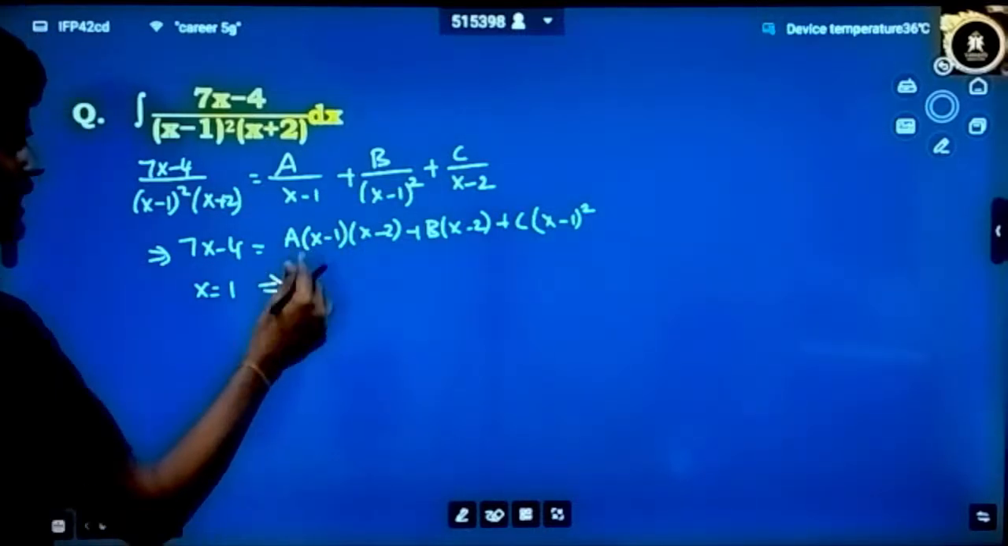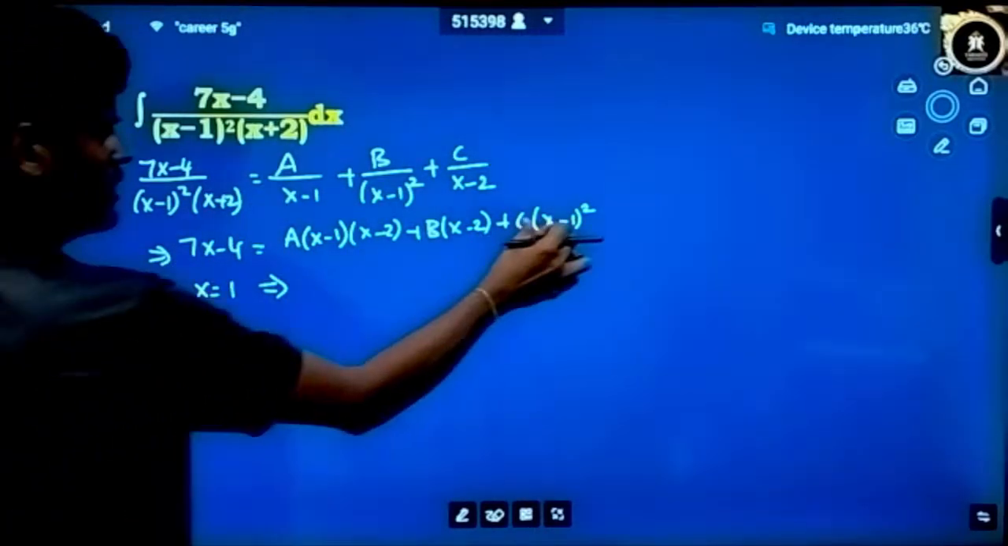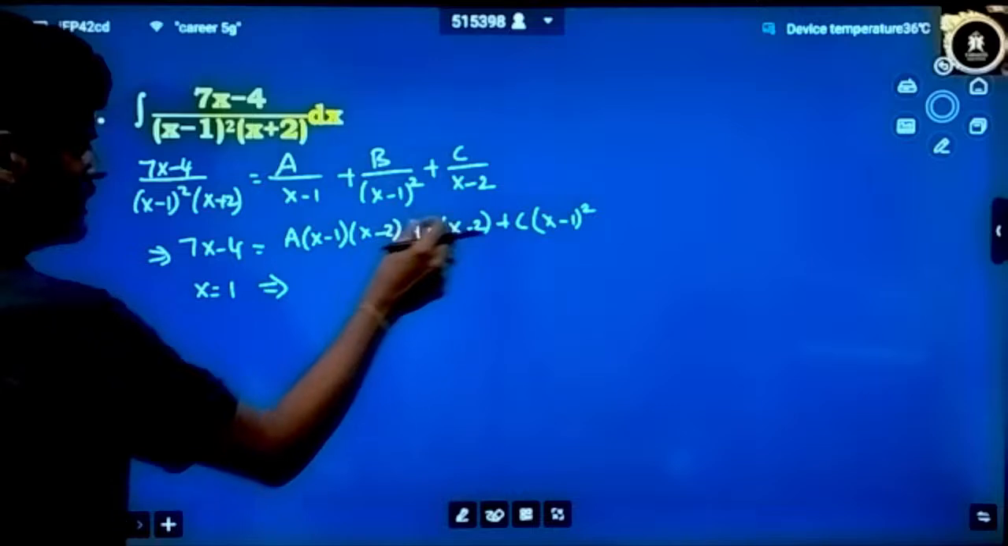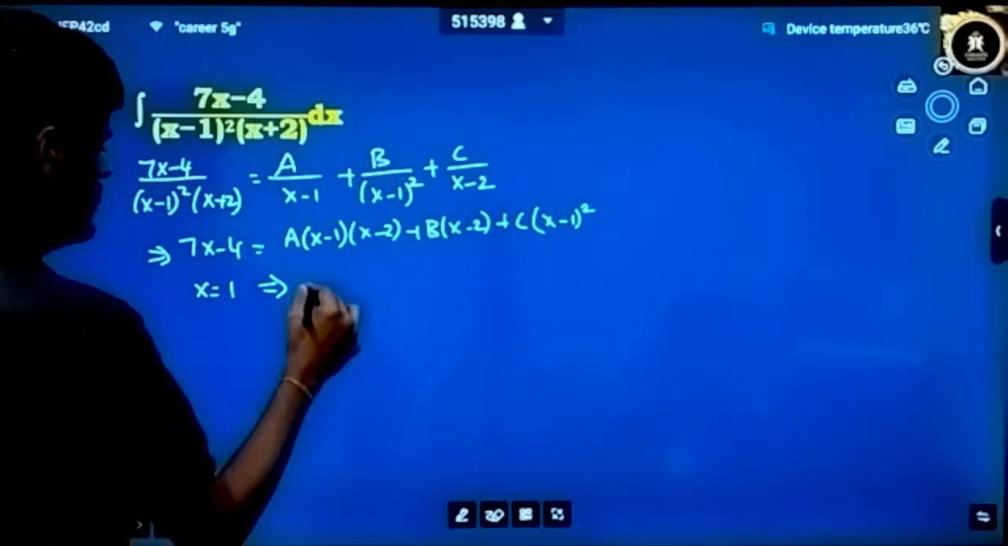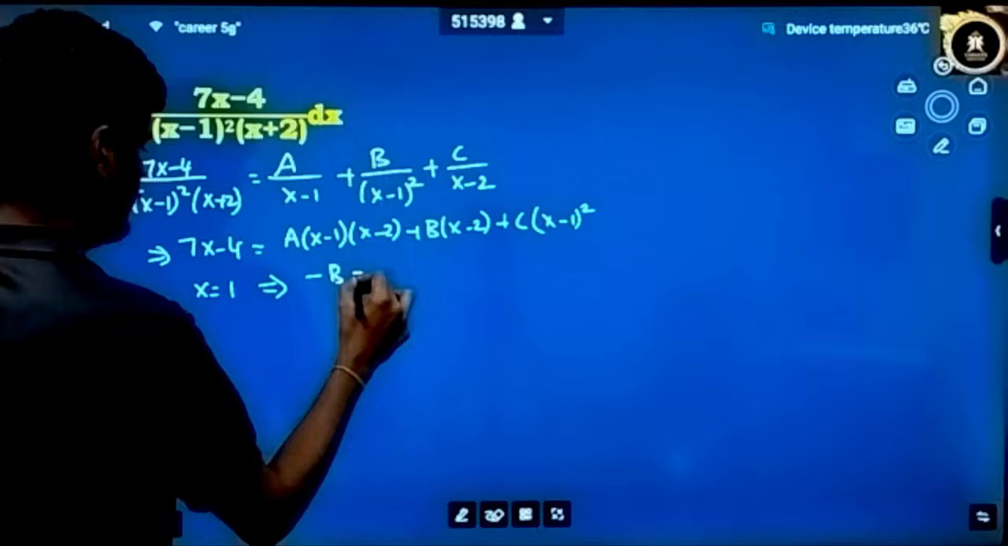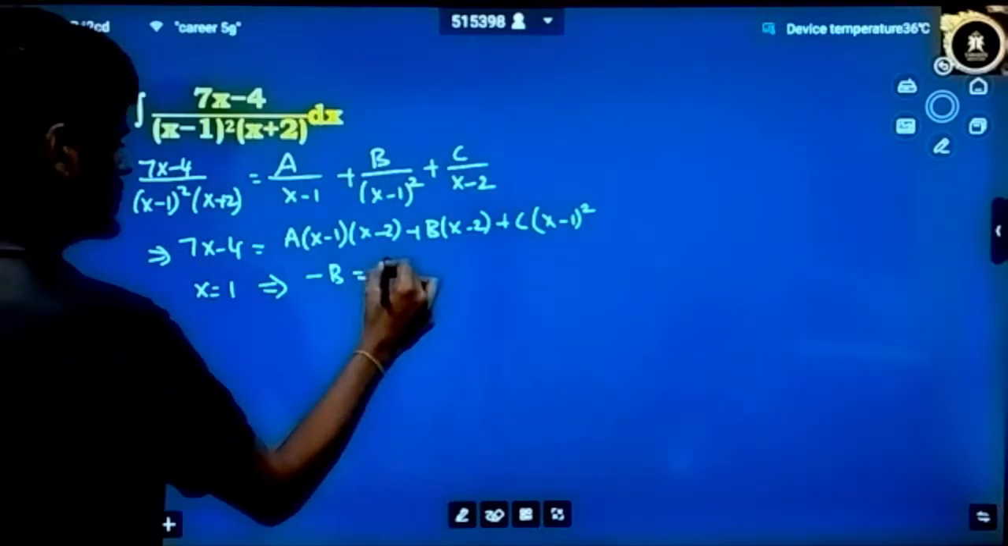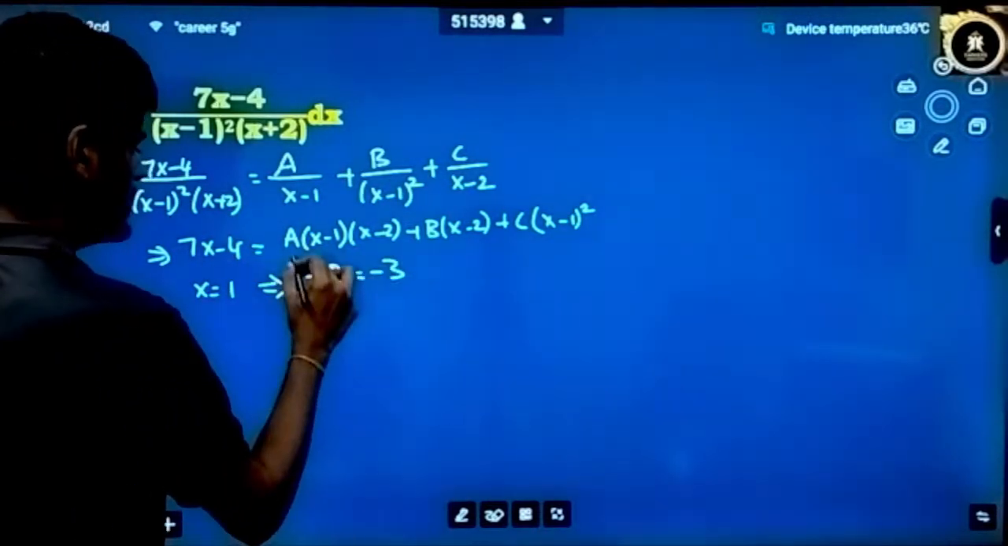Let's substitute x equal to 1. That means 1 minus 1, the a term will get 0, c also will get 0. That means when we substitute 1, here we will get 1 minus 2, that is minus b. So minus b is equal to, here we will get 7 minus 4 is 3. So b will be minus 3.